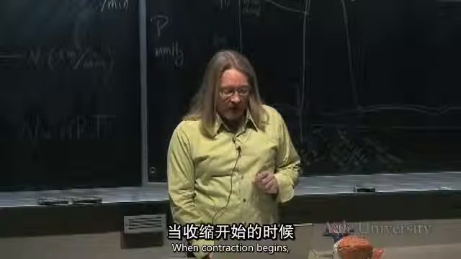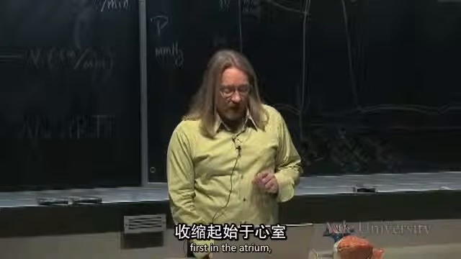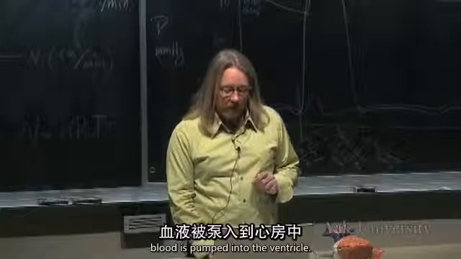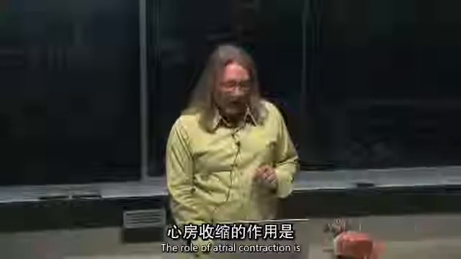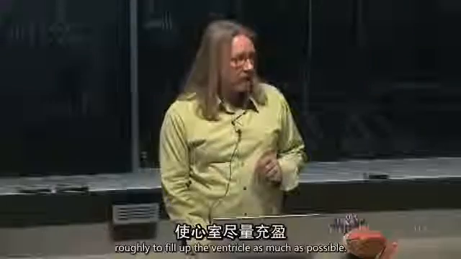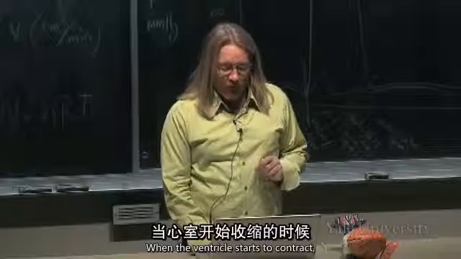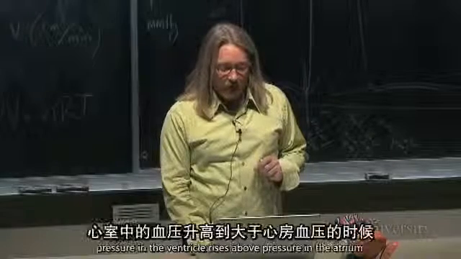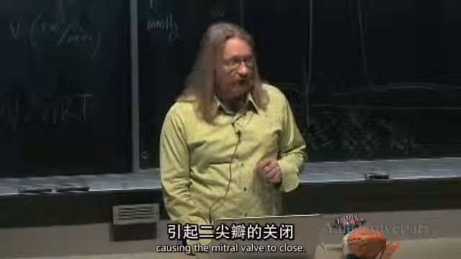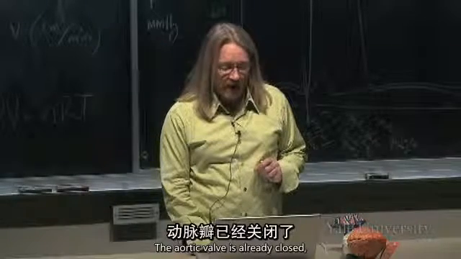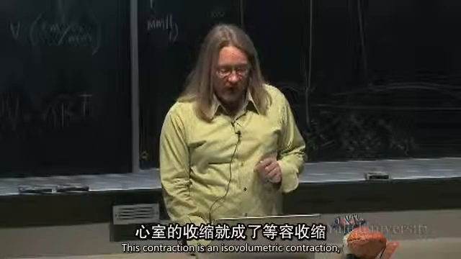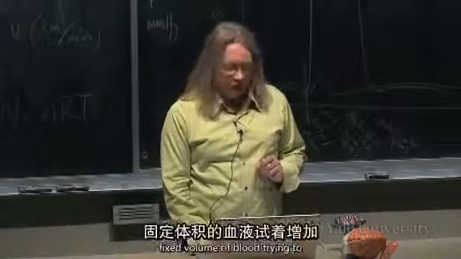When contraction begins, first in the atrium, blood is pumped into the ventricle. The role of atrial contraction is roughly to fill up the ventricle as much as possible. When the ventricle starts to contract, pressure in the ventricle rises above pressure in the atrium, causing the mitral valve to close. The aortic valve is already closed, so now you have a closed chamber here, and this contraction is an isovolumetric contraction. Fixed volume.